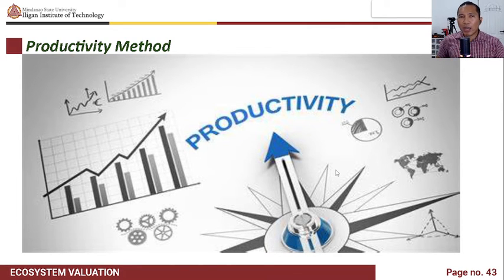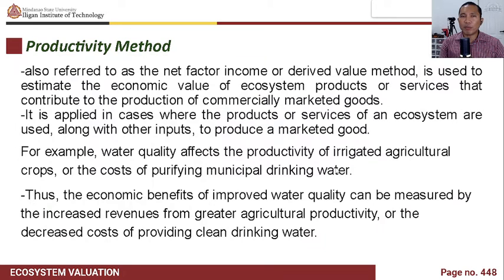All right, so now let's have the second method. We have the productivity method, and this is also referred to as the net factor income or derived value method. We can actually estimate the economic value of ecosystem products or services that contribute to the production of commercially marketed goods. So it is applied in cases where the products or services of an ecosystem are used along with other inputs to produce a marketed good.